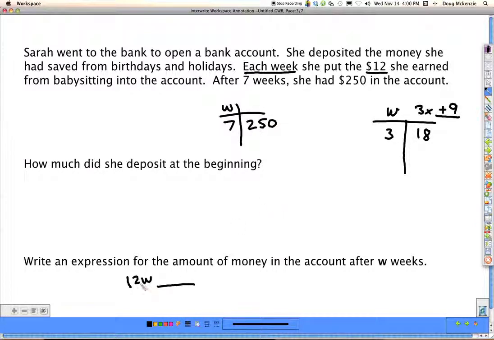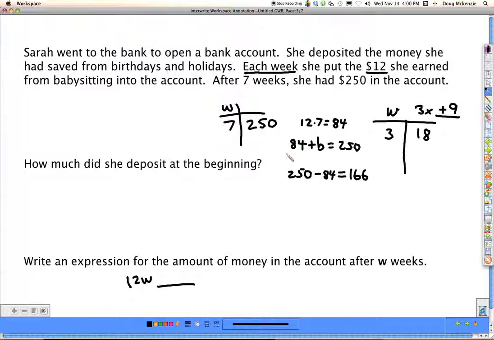All right, so let's start. 12 times W, 12 times 7 in this case. 12 times 7 equals 84. That means that it's going to be 84 plus, could be a negative number, something, equals 250. Well, in this case, it's clearly going to be positive. So I'm going to go ahead and subtract 250 minus 84. And I know, just to save time, that that answer is 166.